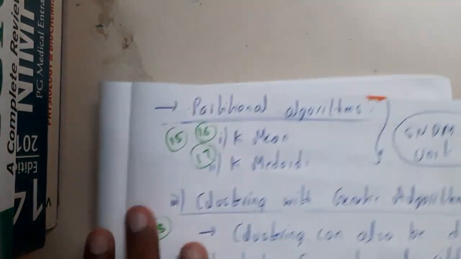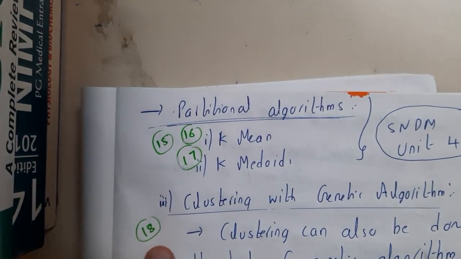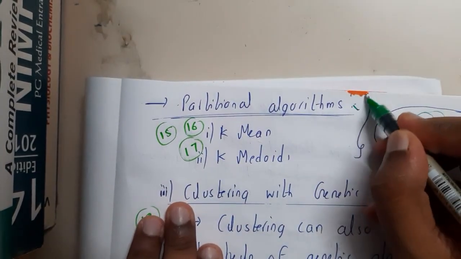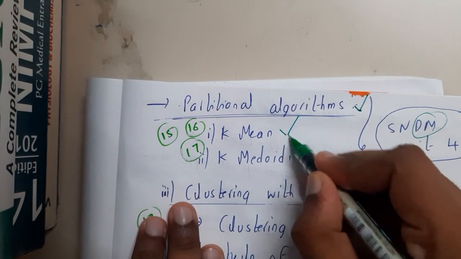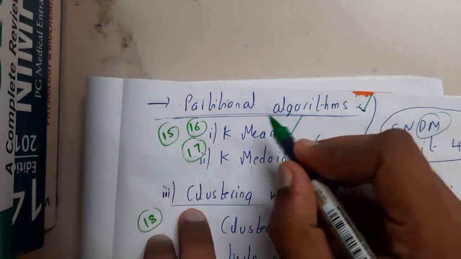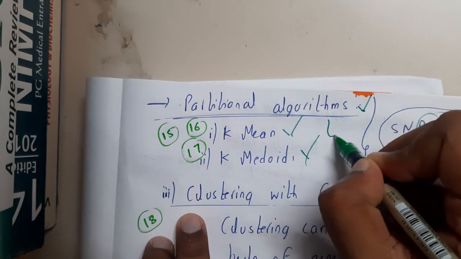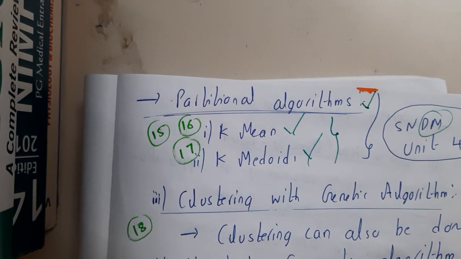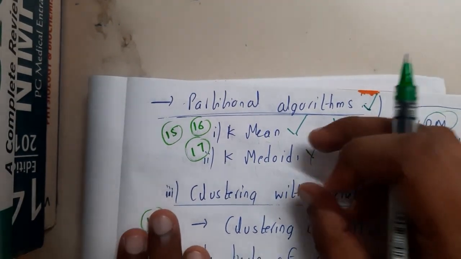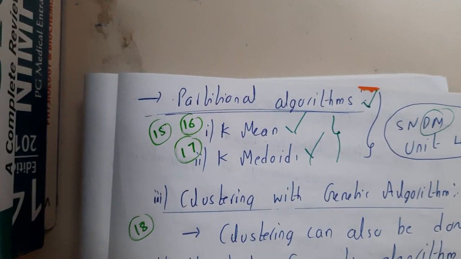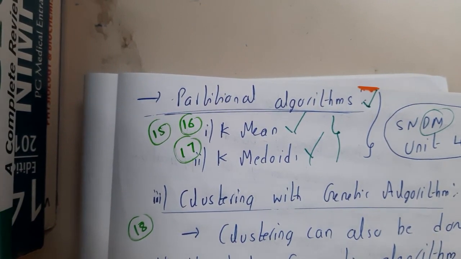In the next lecture we will go back again to data mining. In data mining we have clearly discussed partitioning algorithms, then k-means and k-medoids. I am being clear here: there is a very rare chance that we get a problem from k-means or k-medoids. I'm not saying 100%, but there's a rare chance. As we already know the concept of how to solve them, it is easy. Please go through them once.